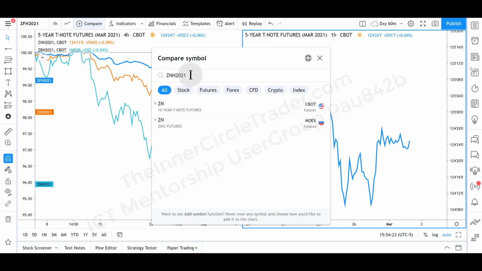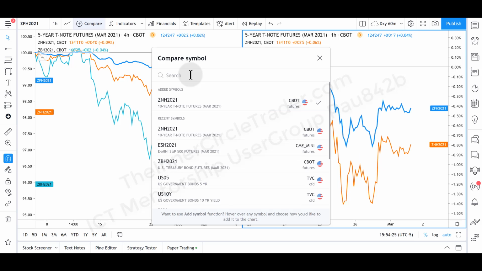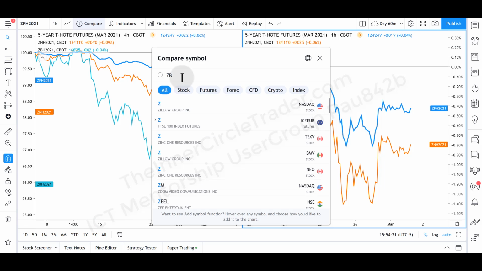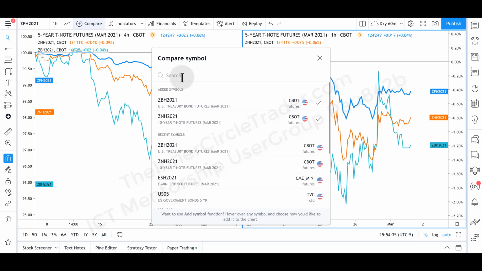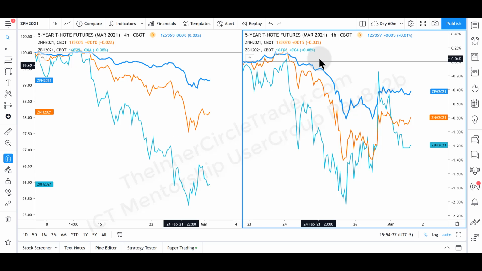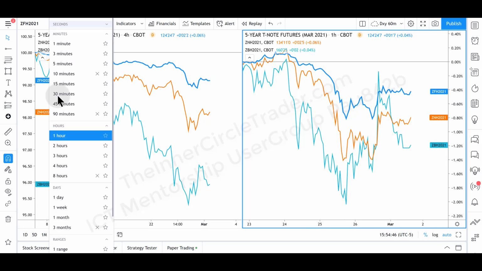And then you're going to type in this symbol right here, ZNH 2021. Okay. And now you want to do it again for ZBH 2021. Return. Okay, so now you have them all lined up on your chart, and that's a 1 hour chart. So we need to set it to a 4 hour.